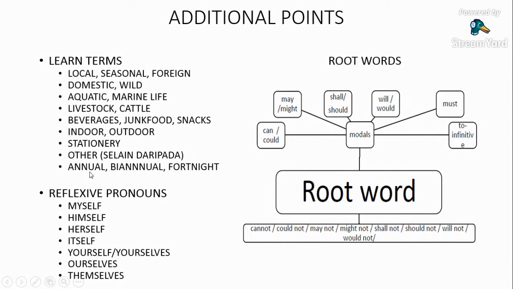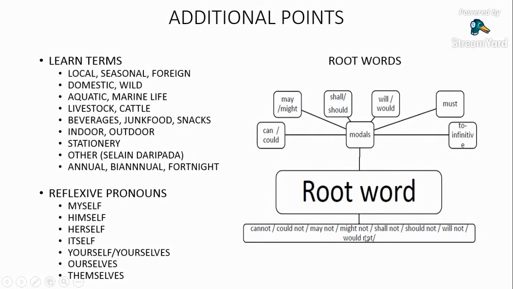Annual means once a year. Biannual means twice a year. Fortnight means once in 2 weeks. Junk food, snacks, indoor, outdoor, livestock, cattle, aquatic, marine life. You have to learn these terms now.